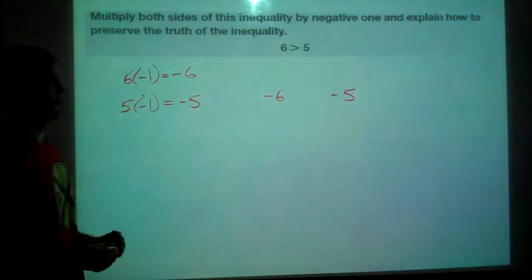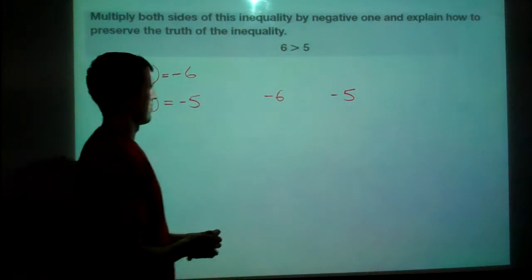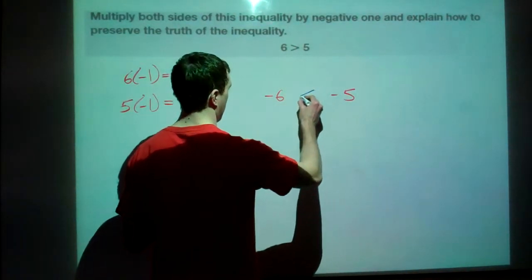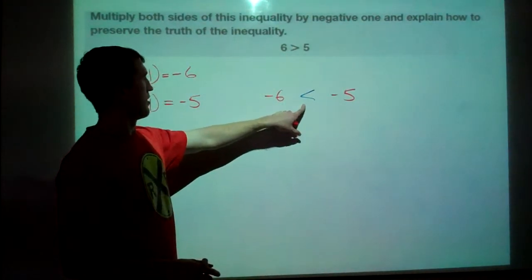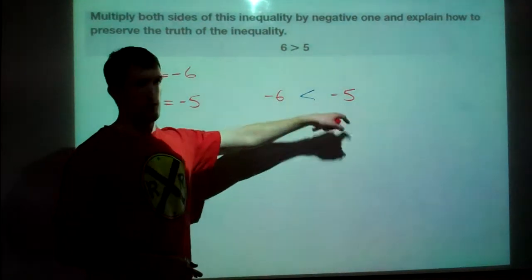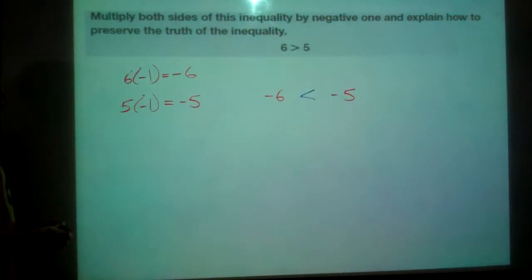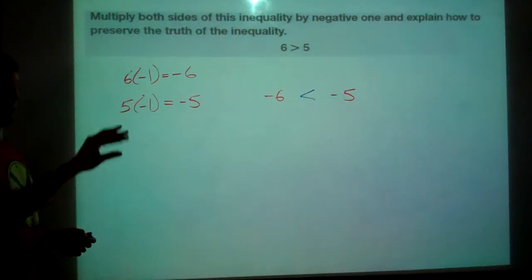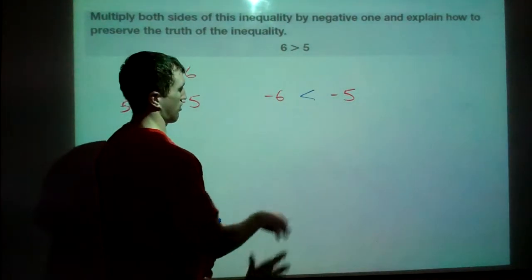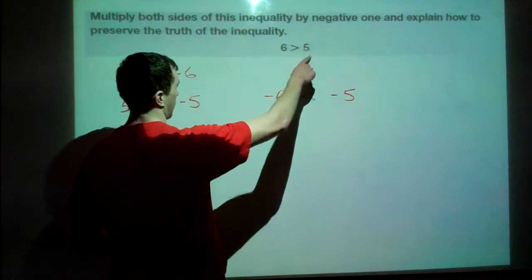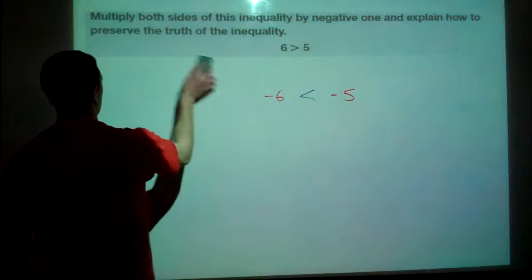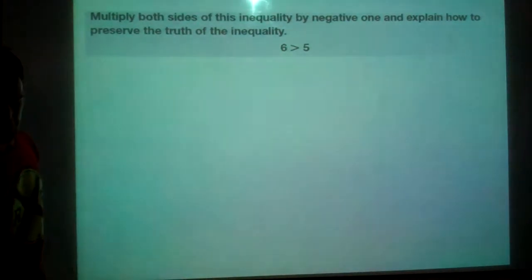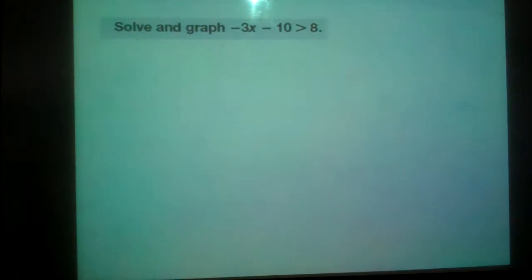Which one's bigger now? Well, -5 is bigger because it's less negative than -6. So what we had to do was flip our sign around, right? Before it was eating the 6, now we're going for the -5. It always wants to be eating the bigger number, right? Because the alligator is hungry, alligator mouth. So 6 is greater than 5, but -5 is greater than -6. Alright, so main idea. If you multiply by a negative or divide by a negative, you need to flip that sign around.